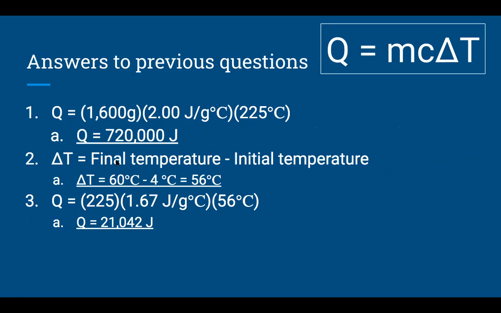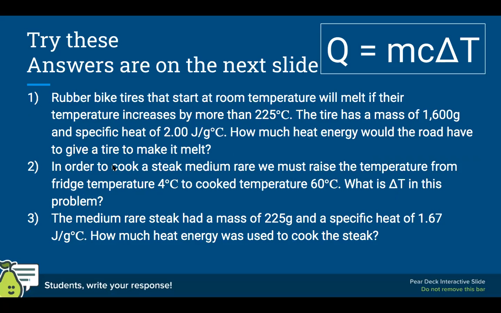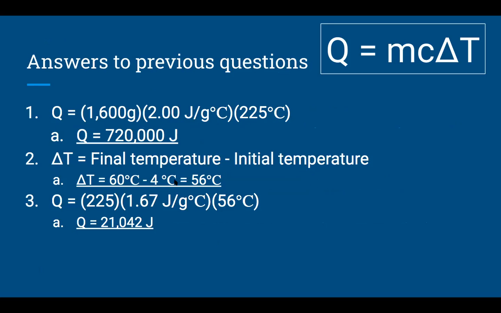Delta T is the final temperature minus the initial temperature. So in this problem, we are talking about wanting to raise a steak's temperature from 4 degrees to 60. You wanted to go from 4 to 60. You'd say, what is delta T? What is the change in temperature? The change in temperature is 60 minus 4, because that's the ending temperature minus the starting temperature. Then you can use that delta T in the problem below, and then it's plugging it in again. This is your value of energy.